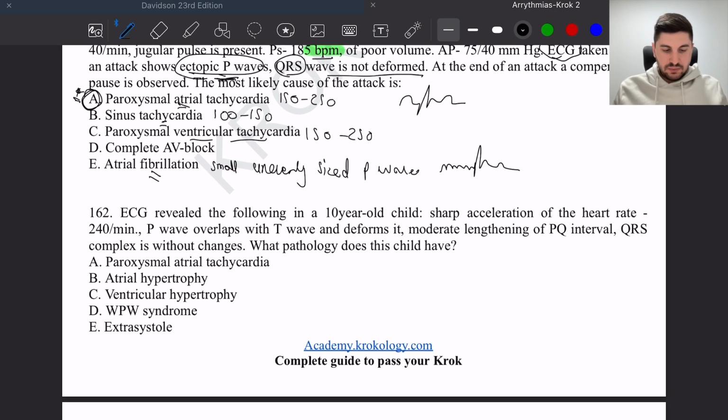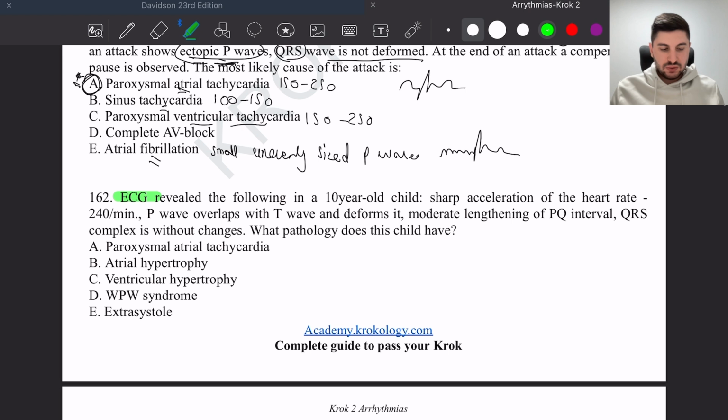See here another example. ECG shows that the heart rate is 240, so between 150 to 250. P waves overlap with the T wave. We explain why: because the P wave is occurring at a faster rate. Lengthening of the PQ interval, QRS complex without changes. So it's a paroxysmal atrial tachycardia.